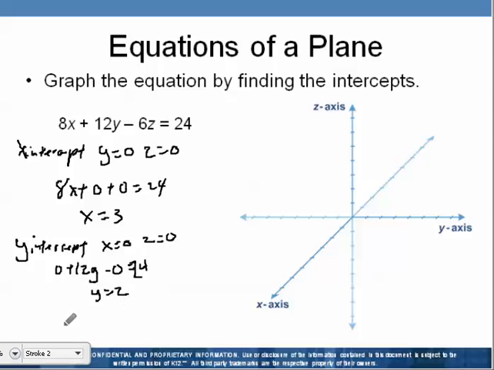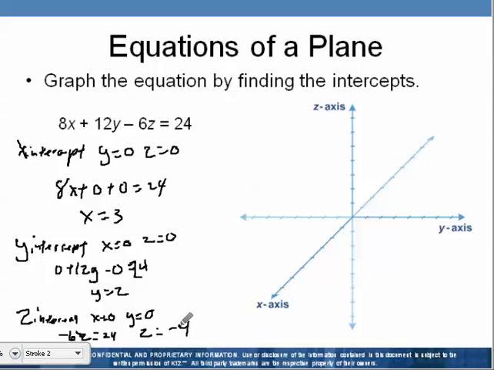And if I'm looking for the z-intercept, that's when x is equal to 0 and y is equal to 0. And I stick that in, I get 0 plus 0 minus 6z equals 24, or z is equal to negative 4.